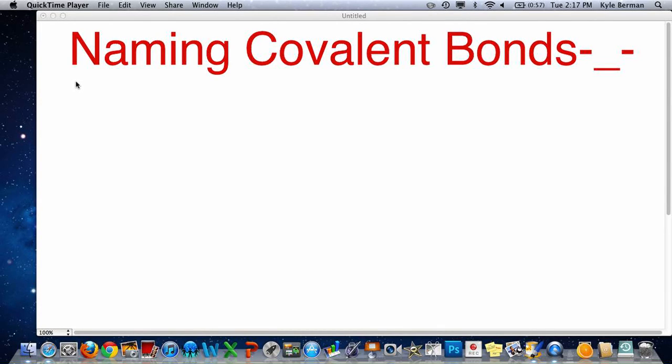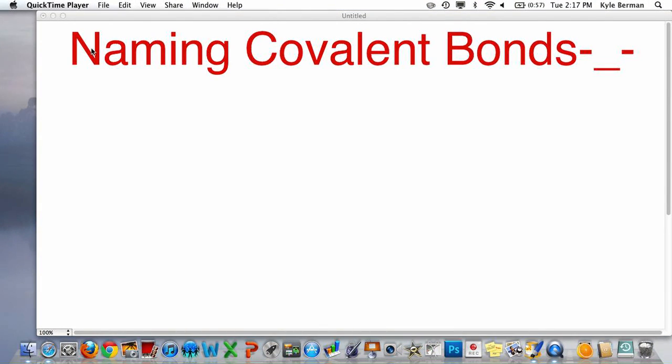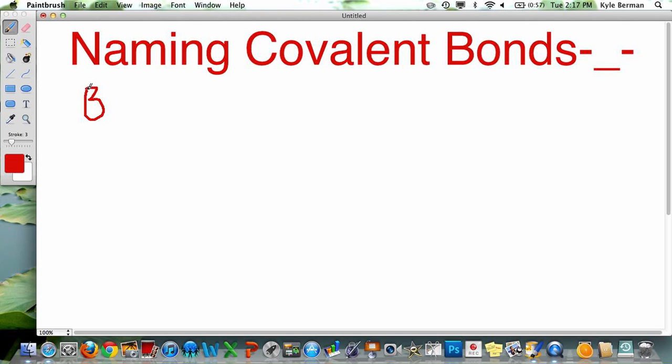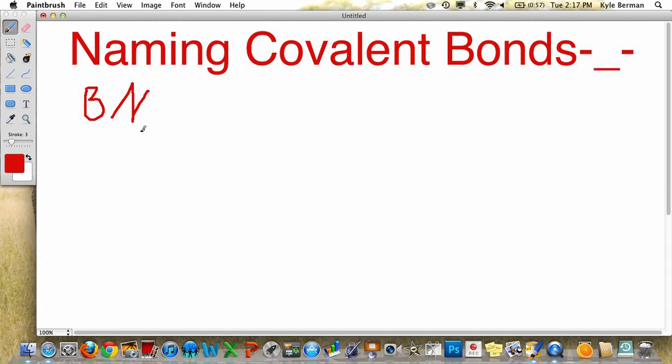Naming covalent bonds is a very hard thing to do if you don't know how. To name a covalent bond, you first have to find out what you're going to name. We're going to start by naming boron and nitrogen when put together. First, we can tell that there's no subscript, so there's one boron and one nitrogen.